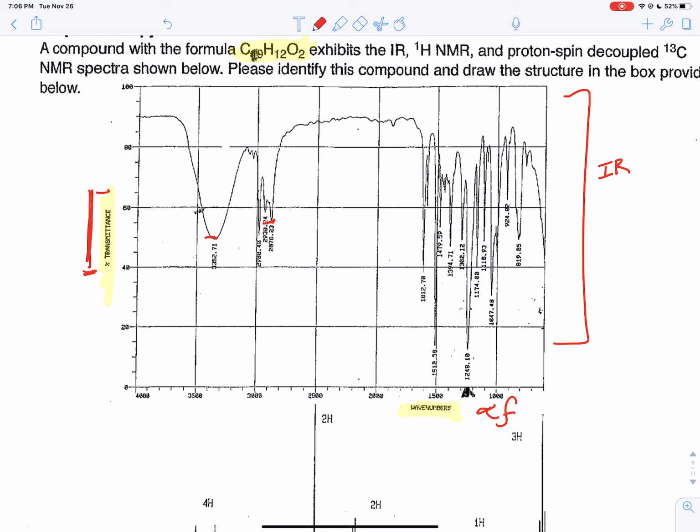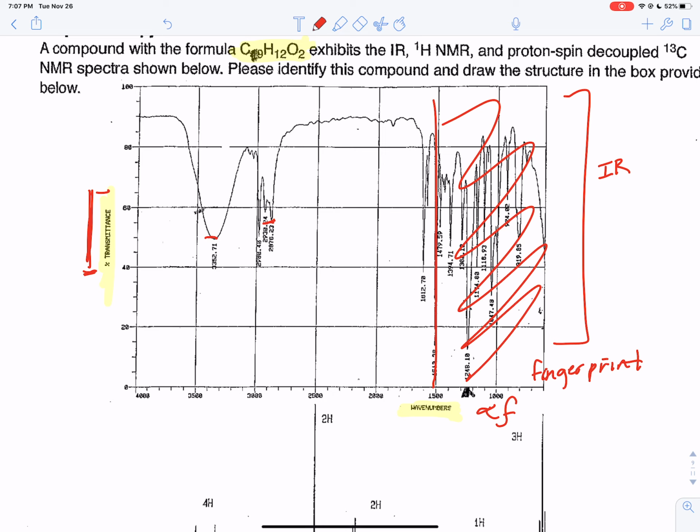I recommend when you're doing these, the first thing you want to do is, well, this isn't technically the first thing, but I'm explaining the IR part. I want you to put a line down the 1,500. Everything to the right of that is called what? What's that region called? Fingerprint. That's going to be specific to a particular molecule depending upon the single bonds that it has, like a carbon-oxygen bond, and it's very hard to decipher. So just cross it out and ignore it. Look at everything to the left of the 1,500 mark.